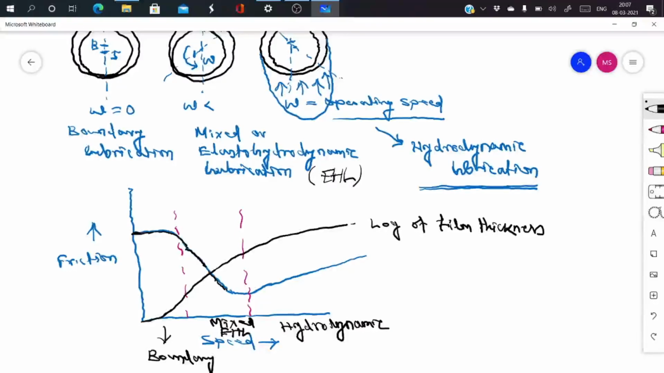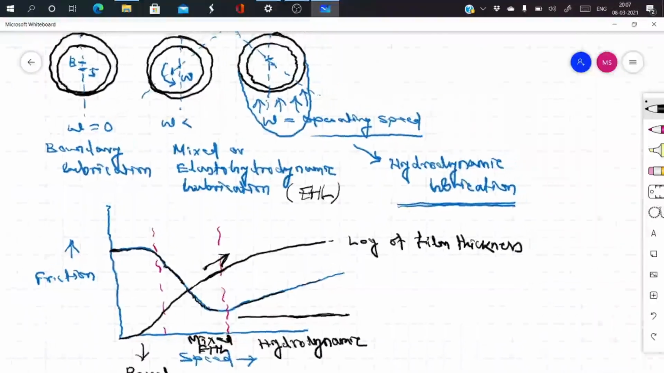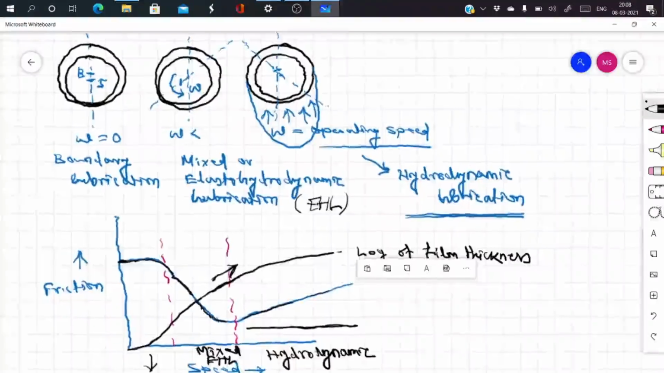After a while, what will happen? Now you can see here the film thickness is increasing. When film thickness increases, there will be a complete gap. Then it enters the hydrodynamic lubrication zone. In the hydrodynamic lubrication zone, the friction will be slightly higher, but it will be much lower than the actual metal to metal contact friction.